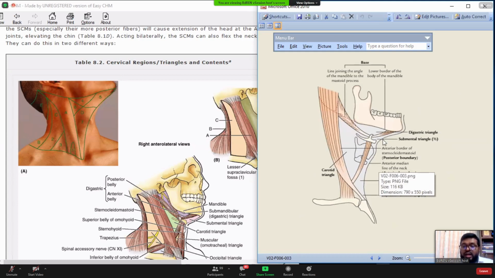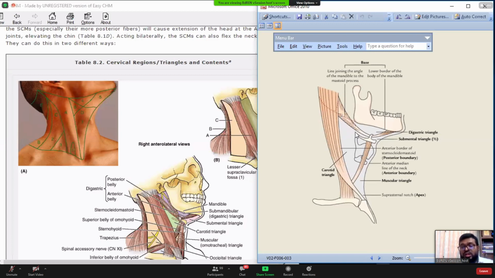This is the half of the submental triangle. This is the digastric triangle. This one is the muscular triangle, and this is the carotid triangle. Let us discuss one by one. And before that, just have a look at these two muscles.